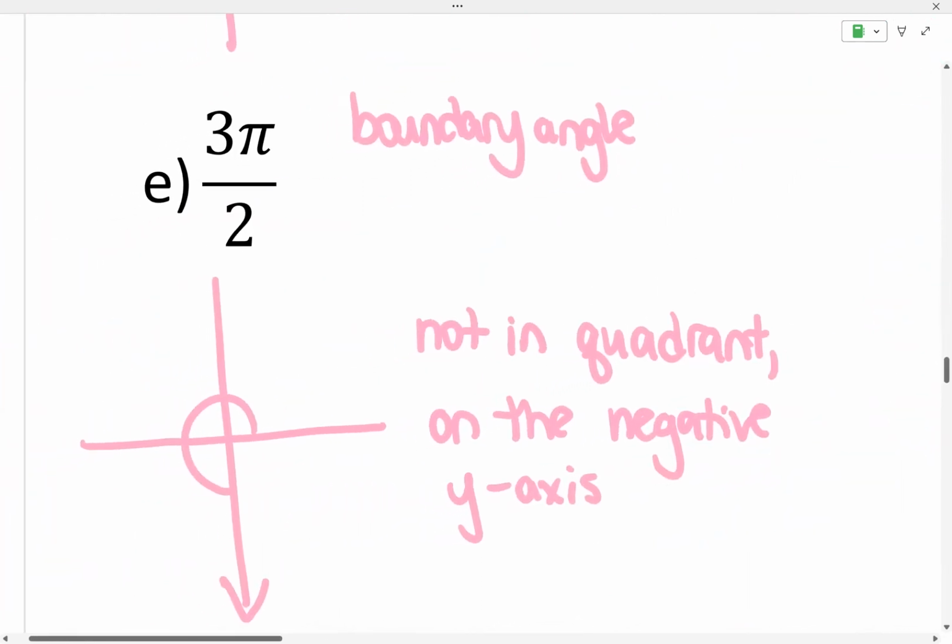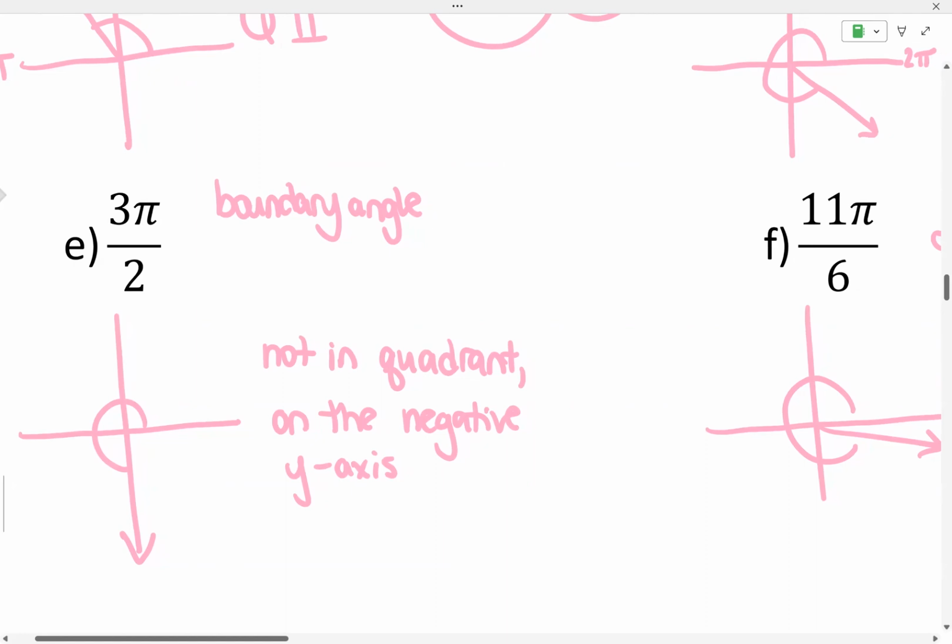This 3 pi over 2 is a bit of a weird one, but if you think of it this way, that we know this is pi over 2, this is a full pi, therefore this is 3 pi over 2. So it's not in a quadrant, it's actually a boundary angle. 3 pi over 2 is 270 degrees. So it's not in any quadrant at all, so it'll be one of those special cases.